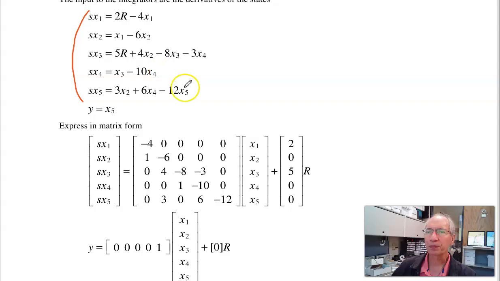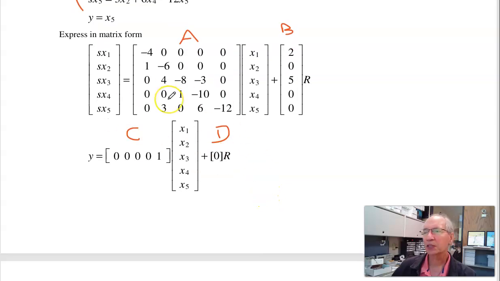Put that in matrix form. So making the states x1 through x5. The first equation, Sx1, is 2r minus 4x1. Sx2 is x1 minus 6x2, and so on. Here's your A matrix, B matrix, C matrix, D matrix.